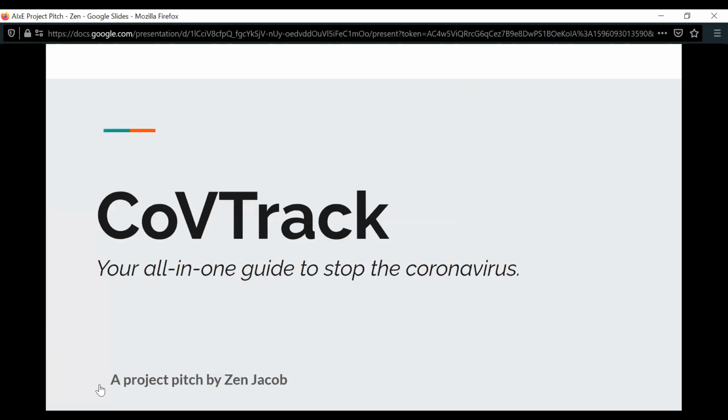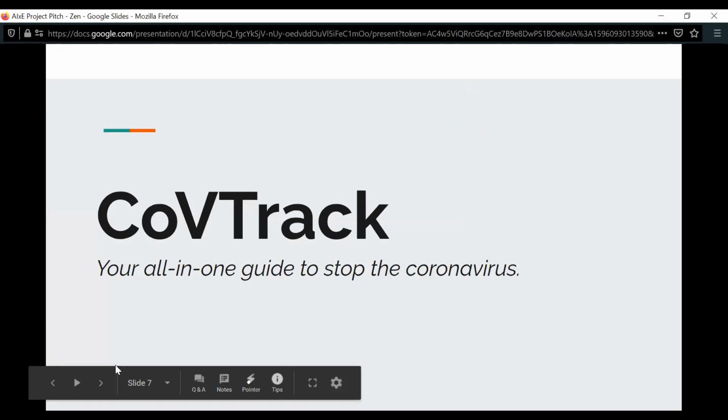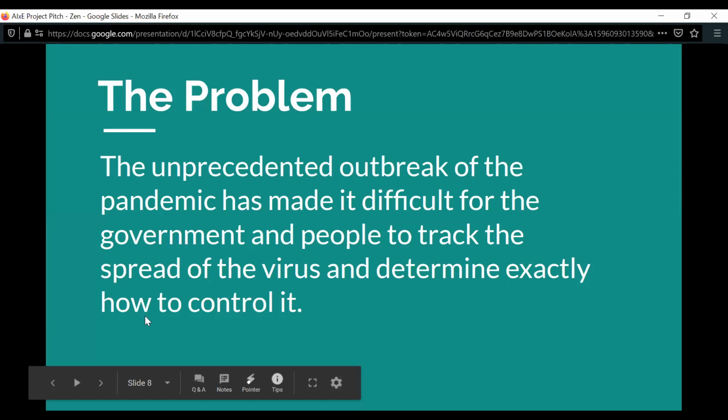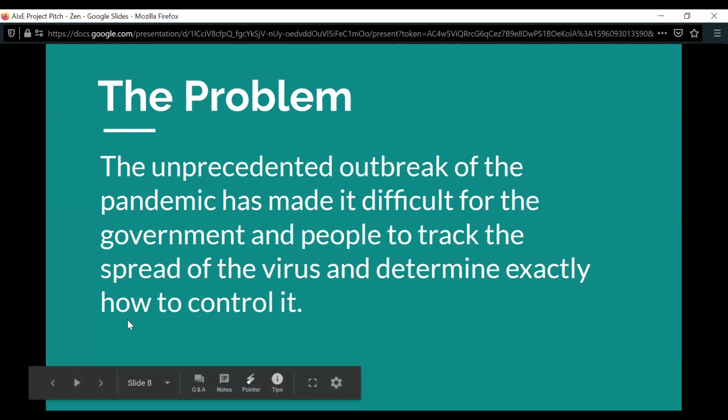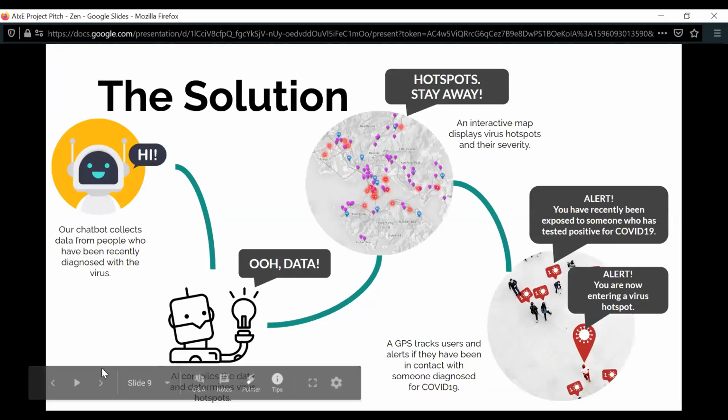So this is my project for the AI plus social good camp. And it's basically an all-in-one guide to sort of control and stop the coronavirus. Now, let me start by defining the problem. So the unprecedented, all right, if I'm emphasizing that word, the unprecedented outbreak of the pandemic has made it difficult for the government and people to track the spread of the virus and exactly determine how to sort of control it.